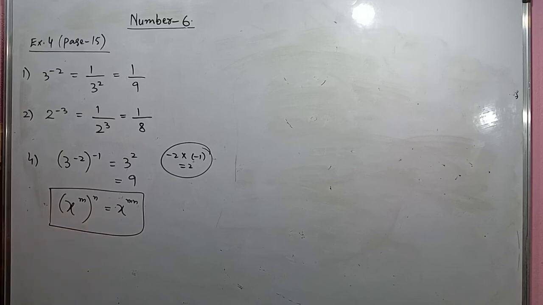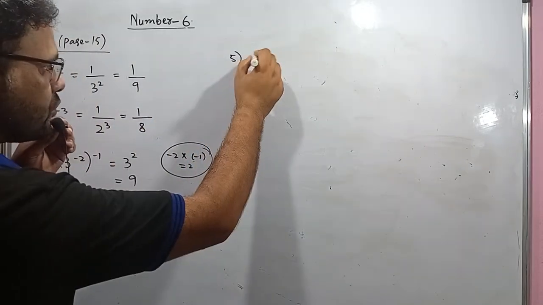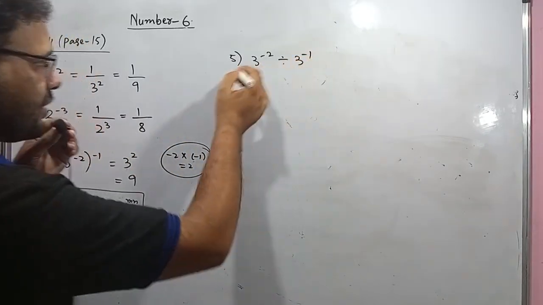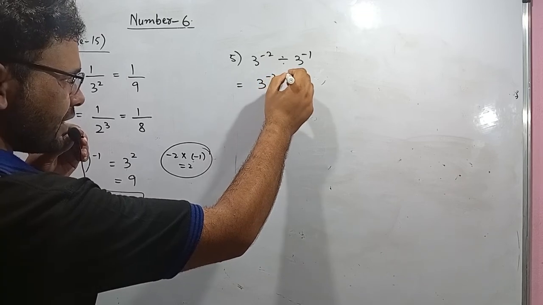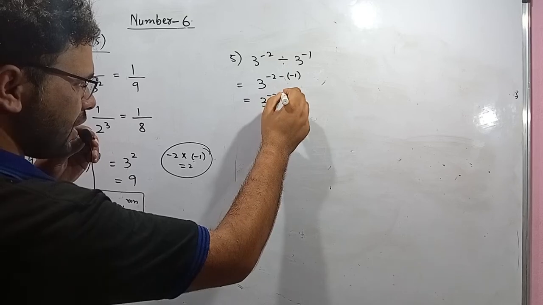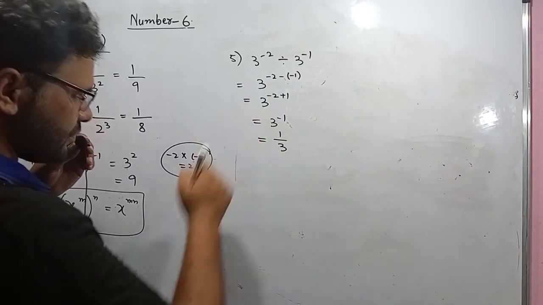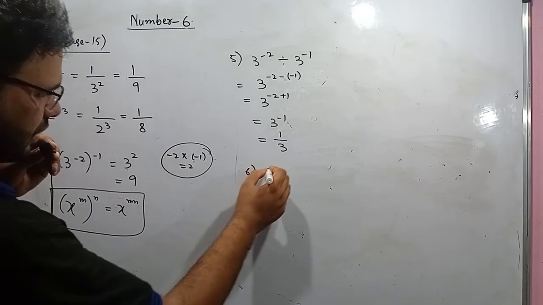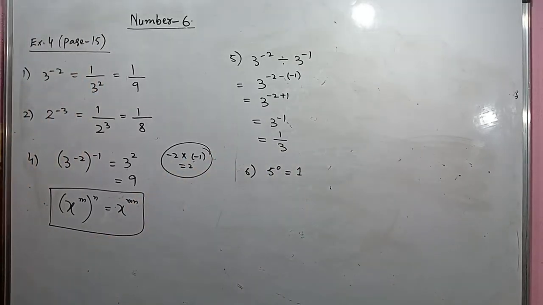Now coming to the next one, that's the fifth one. You can see it is 3 power minus 2 divided by 3 to the power minus 1. You can see in division the bases are same, powers are subtracted, that's minus 2, then minus 1, that is 3 to the power minus 2 minus minus 1, plus 1, it's 3 to the power minus 1. To make it positive, it's 1 divided by 3. Now see the sixth one, it's very easy, it's 5 to the power 0, it is always equal to 1. Anything to the power 0 is always equal to 1.